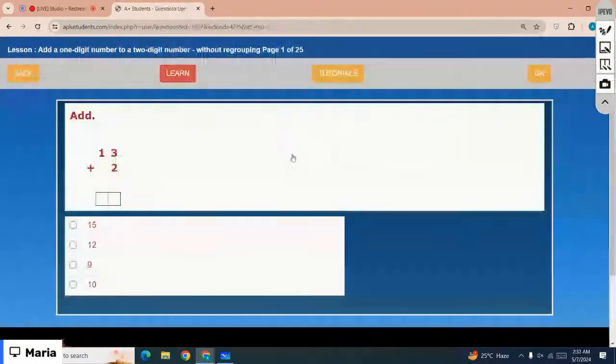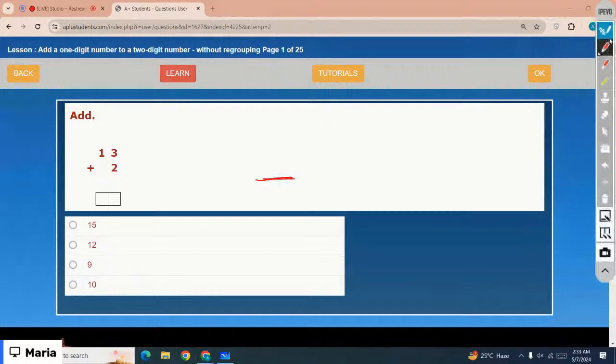We are going to add a two digit number and a one digit number, right? How do we add? Start with the digits that are at the ones position, right? So here is the ones position and here is the tens. At the ones you have 3 and 2. So 3 plus 2 is 5. Correct option is 5.